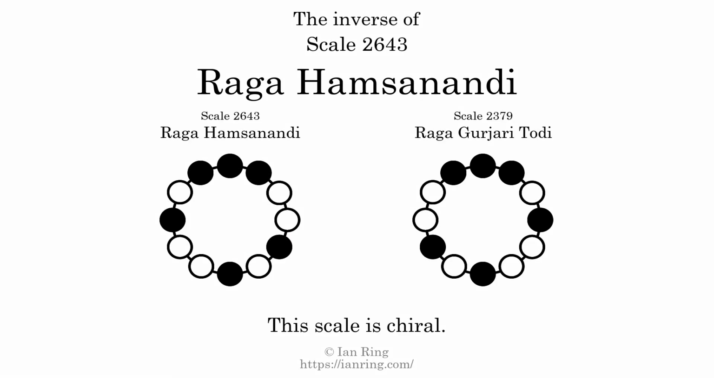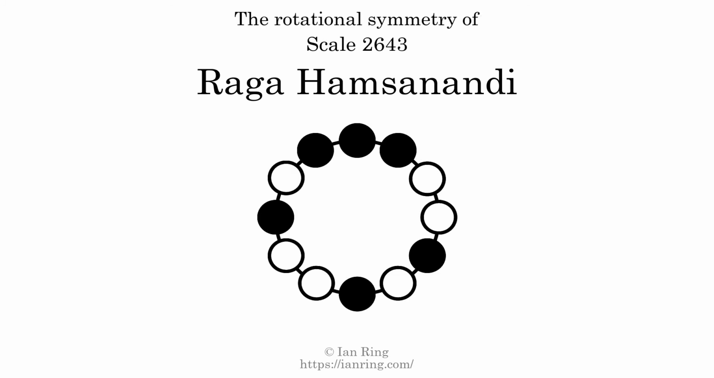The inverse of a scale is a mirror image. It is what you get when the sequence of intervals is reversed. The inverse of this scale is scale 2379, also known as Raga Hamsanandi. This scale is chiral. It cannot transform into its inverse by rotational transformation. This scale has no rotational symmetry.